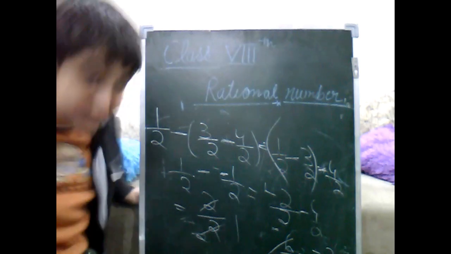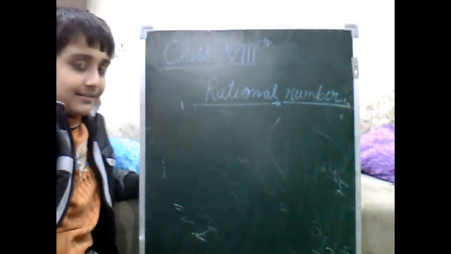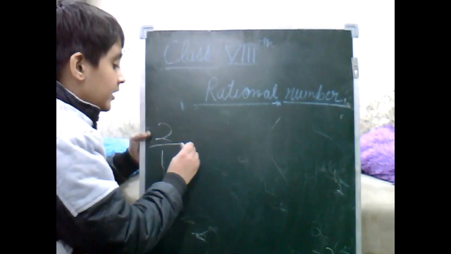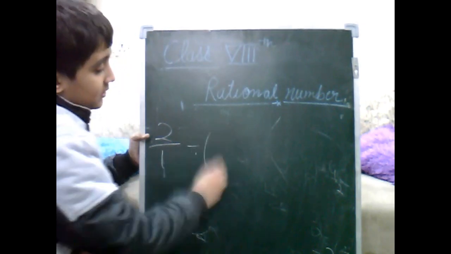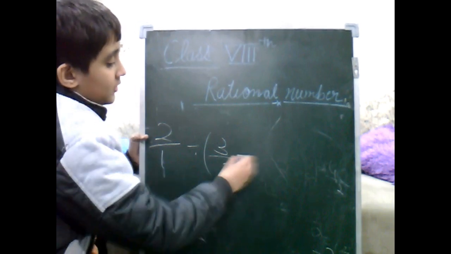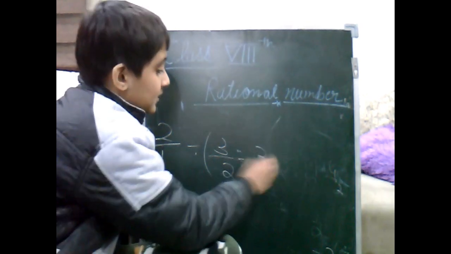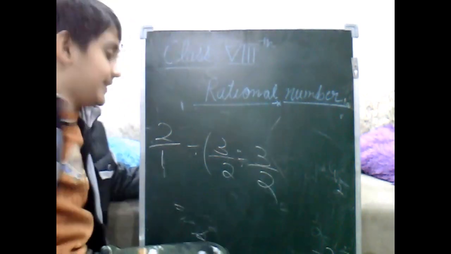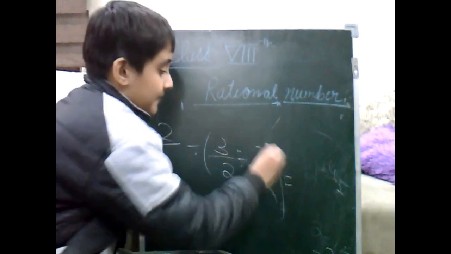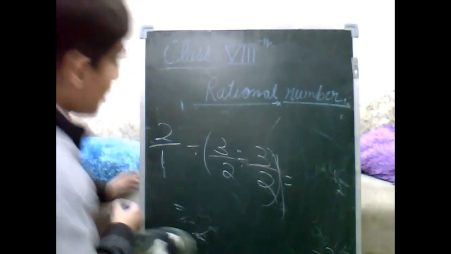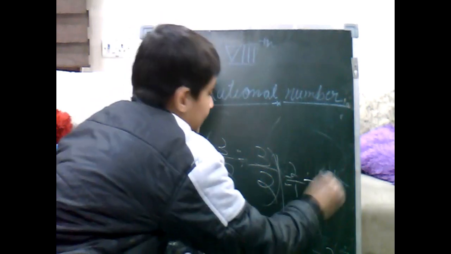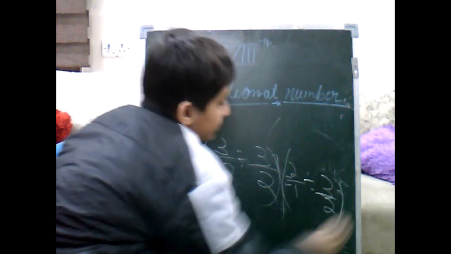Now let's verify the division method. Let's verify, is division closed under the associative property? Let's see. 2 upon 1 divided by 3 upon 2. Let's suppose it would be 3 upon 2, the same number. It would be very easy for you all also to do the same. It would be 2 upon 1 divided by 3 upon 2 divided by 3 upon 2.